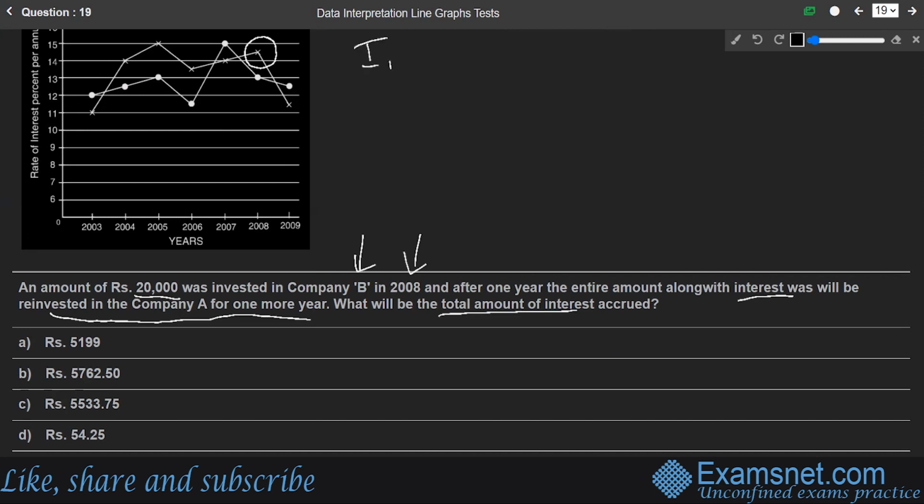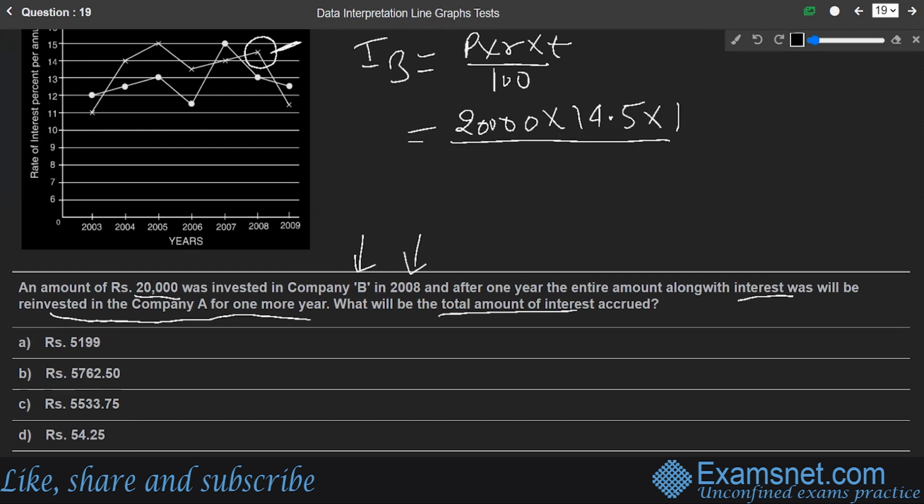Okay, so let us find out the interest value. Interest earned in B will be, interest is always principal into rate into time over 100. How much did he invest initially? 20,000. So it has to be 20,000 into the rate offered in 2008, which as we found out is 14.5%, into time value 1, over 100. So this is the interest value in B. Let us find out how much this is. 100 can cut this, so it is 200 into 14.5, that is 2,900. So the interest value comes out to be 2,900.